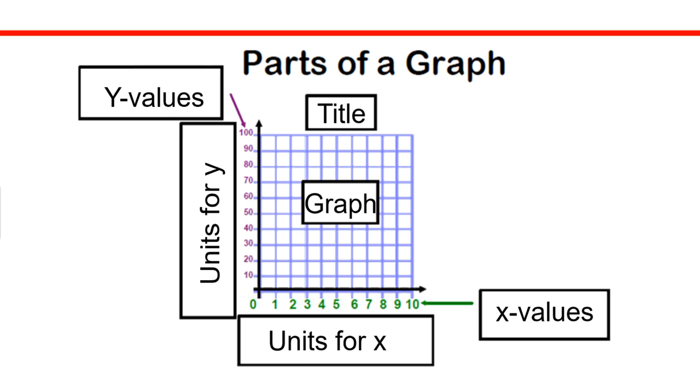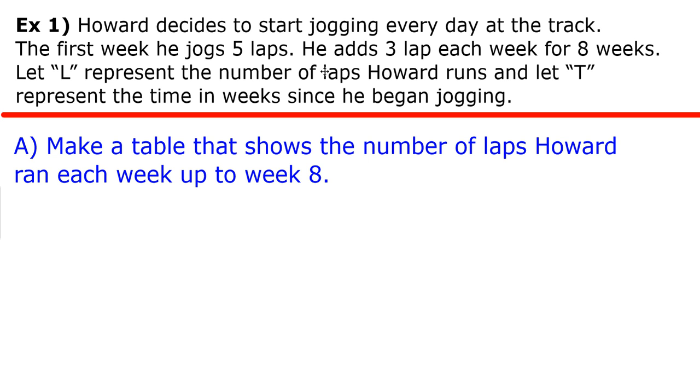Let's look at our first example. Howard decides to start jogging every day at the track. The first week, he jogs 5 laps. He adds 3 laps each week for 8 weeks. Let L represent the number of laps Howard runs, and let T represent the time in weeks since he began jogging. What they first want us to do is create a table.